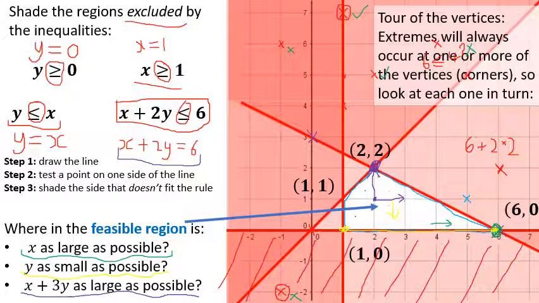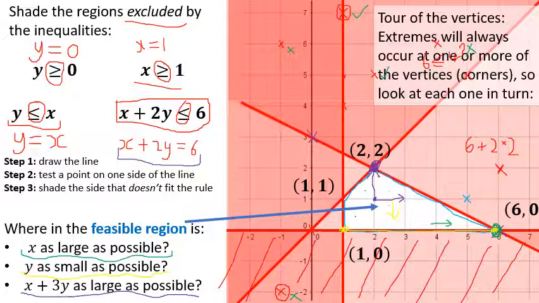But once you know the x and y coordinates of all the crossing points, every corner for your region, you can test them all. For x as large as possible, you would just look at the x coordinate and you would immediately see that 6, 0 is the best. For y as small as possible, you would just look at the y coordinate and you would immediately see that 6, 0 and 1, 0 both give the lowest possible y coordinate. They're both joint best. Or you could look at both and calculate x add 3y for each one.